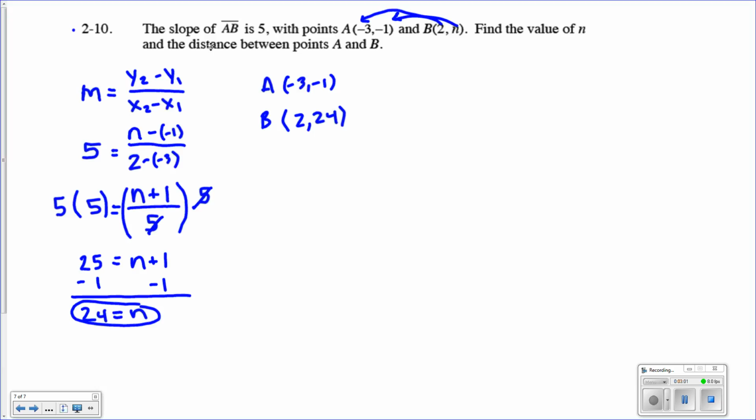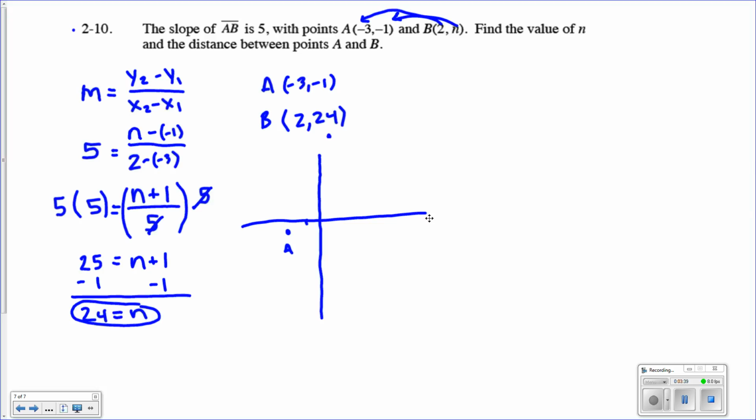Now we need to figure out the distance between these 2 points. We could plot it on a graph, so let me draw a rough sketch. We'd be back 1, 2, 3 and down 1, so we'd be down about here, which would be point A. And we know we're going to be going way up. So if B is at 24, that would be way up here. We'll just say that's our label for it.